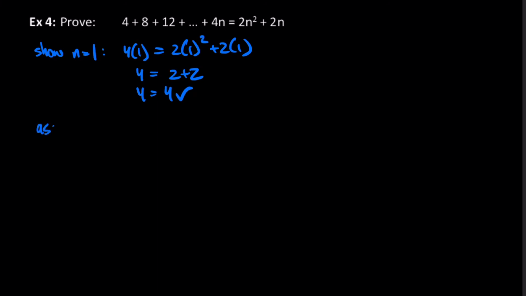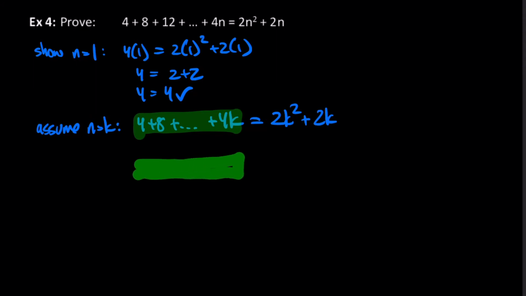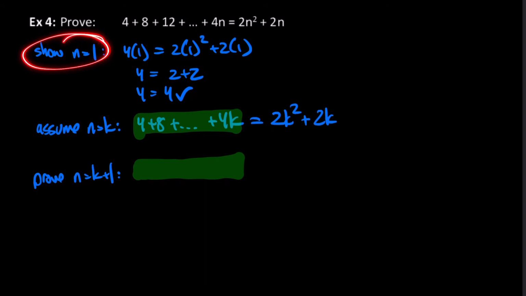Next, we're going to assume it works for n equals k. So I've got 4 plus 8 plus dot, dot, dot, plus 4k equals 2k squared plus 2k. And before I even get to the next step, I'm just going to remind myself that I need to include this in my next step. Well, next we're going to prove it works for n equals k plus 1. And yes, you do have to write these statements out. It's part of the proof.